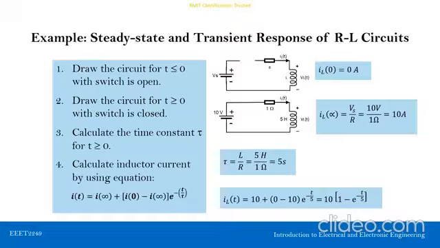Step 4, calculate the inductor current by using the equation i(t) equals I infinity plus [I0 minus I infinity] e to the power minus t over tau. Here iL(t) equals I infinity, which is 10 ampere, plus [I0, which is 0, minus I infinity, which is 10 ampere] e to the power minus t over tau. Tau is 5 in this case. And finally, we get the current equation for the inductor, which is 10 multiplied by [1 minus e to the power minus t over 5].